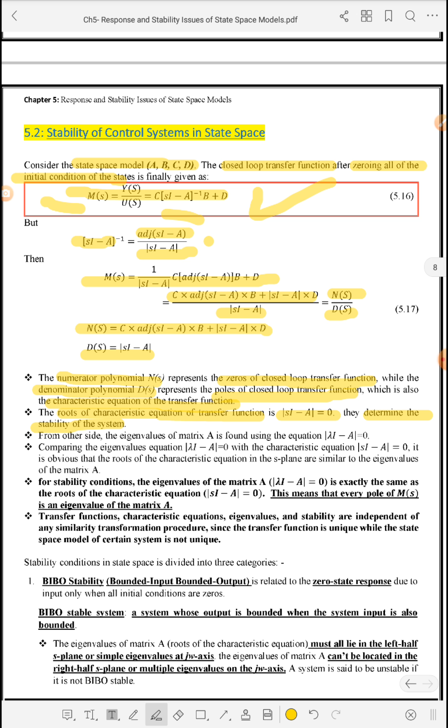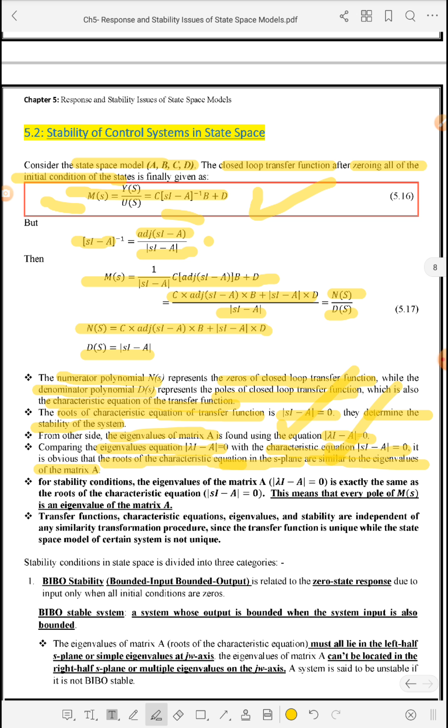Okay, if we compare this with the eigenvalues of matrix A as previously covered in chapter 1, the eigenvalues of any matrix A are calculated through this equation, lambda I minus A. So here we have two equations, sI minus A and lambda I minus A. They have very close similarity, and if we compare the eigenvalues equation, lambda I minus A equal to 0, with the characteristic equation sI minus A equal to 0, we reach a very nice conclusion that the roots of the characteristic equation in the S-plane are exactly the same as the eigenvalues of matrix A.